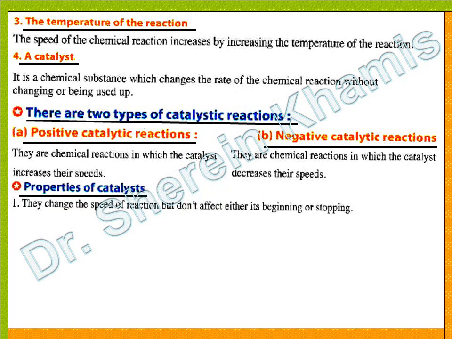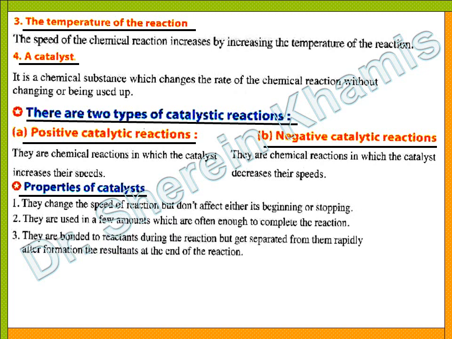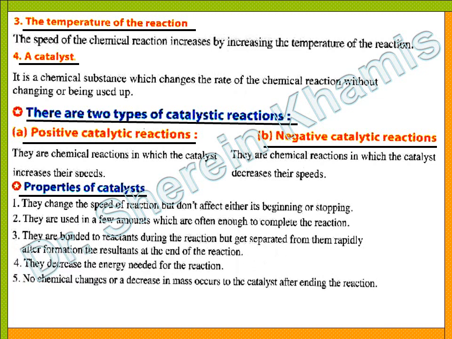So the purpose of a catalyst here is that it changes the speed of chemical reaction but doesn't affect either the beginning or the stopping at the end. They are used in a small amount, which is often enough to complete the reaction. They are bonded to the reactant and then separated from the product at the end of the reaction. Also, it decreases the energy needed for the reaction, which we call activation energy. No chemical change or decrease in mass occurs to the catalyst at the end of the reaction.